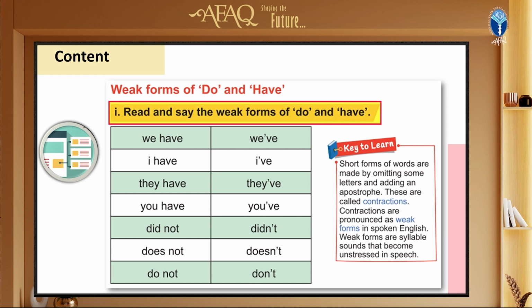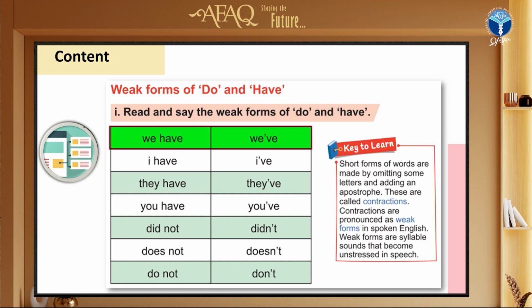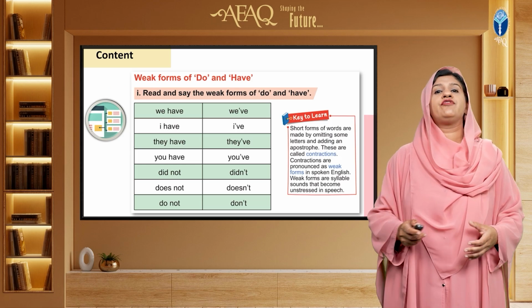Read and say the weak forms of do and have. We have will become we've. I have, I've. They have, they've. You have, you've. Did not, didn't. Does not, doesn't, and do not, don't. So these are the weak forms.